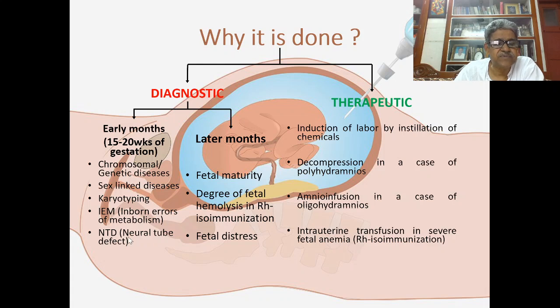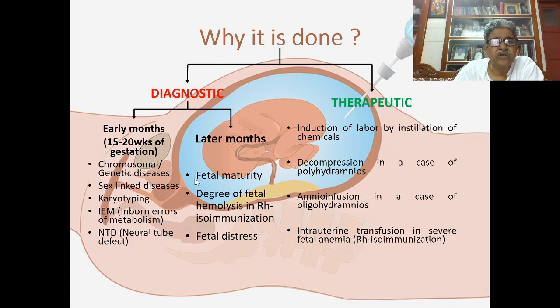Another type is the neural tube defect. You know spina bifida. Spina bifida is a very major neural tube defect which can also be diagnosed by the amniocentesis procedure. Now, later in pregnancy, after the second trimester or at the third trimester, amniocentesis helps in the diagnosis of fetal maturity, degree of fetal hemolysis in Rh isoimmunization, and fetal distress.